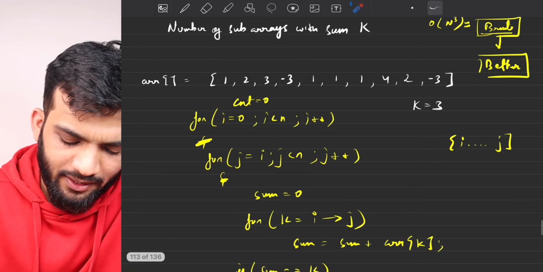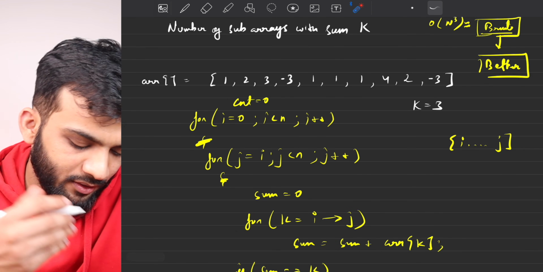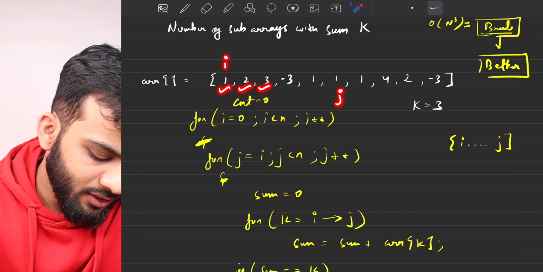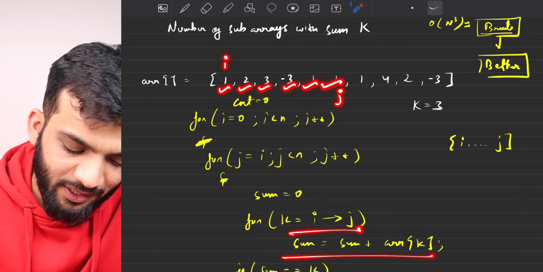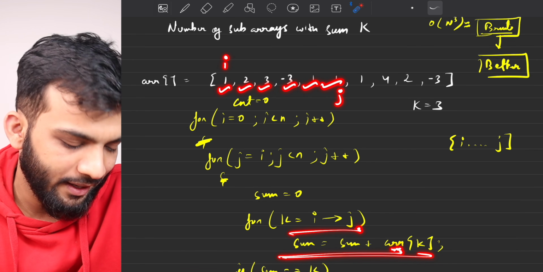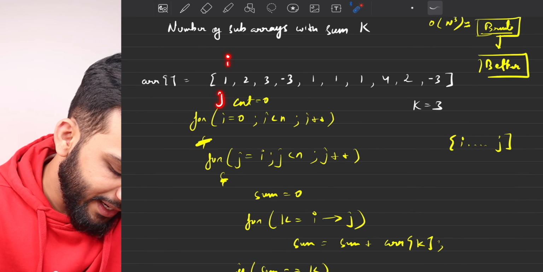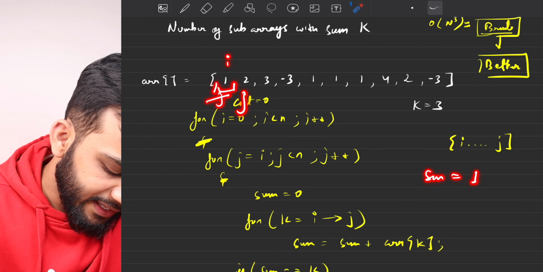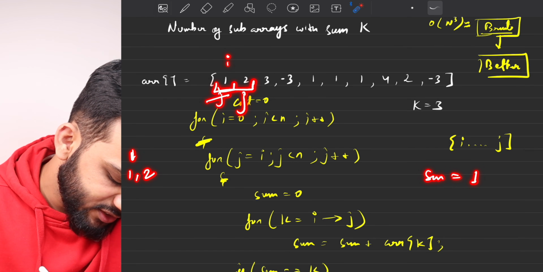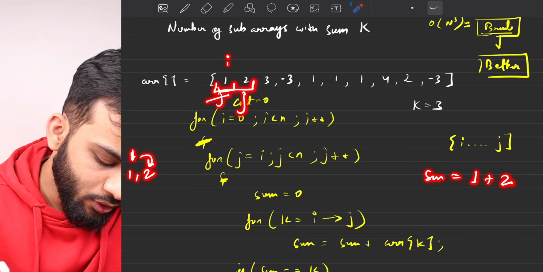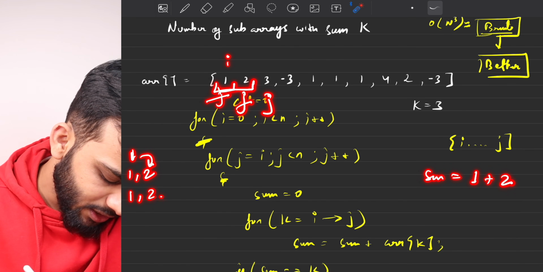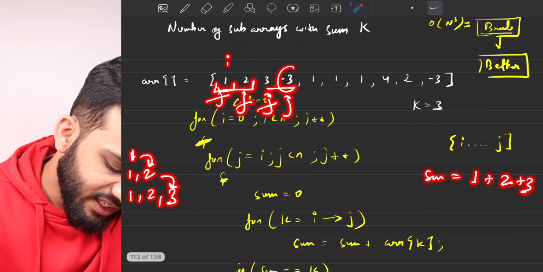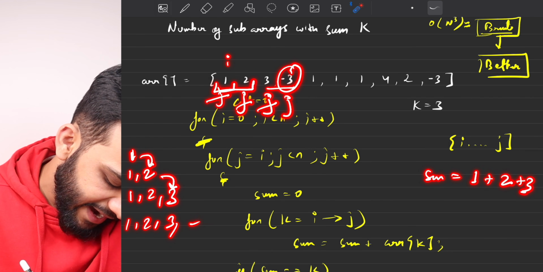But do we actually require the for loop? Think carefully. Whenever i is here, j is here, what are you doing? You're iterating from i to j and accumulating the sum. But do you need to do that? Because initially, the first subarray is having 1. So can I say sum is 1? And when j moves, can I say the second subarray will be 1, 2? So there is only an addition of 2. So just add 2. Then when j moves, then in the third subarray, there is just an addition of 3. So add 3. Then when j moves, there is just an addition of minus 3. So just add minus 3.